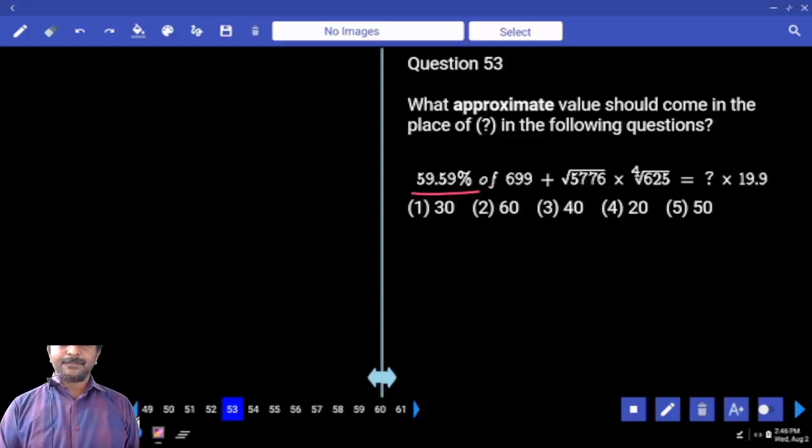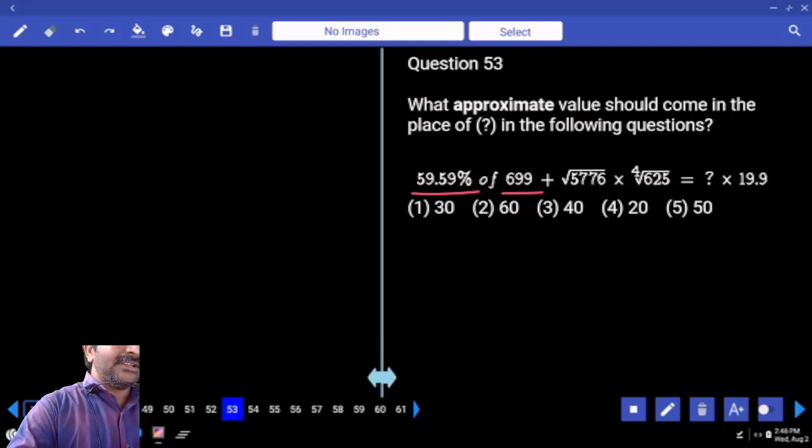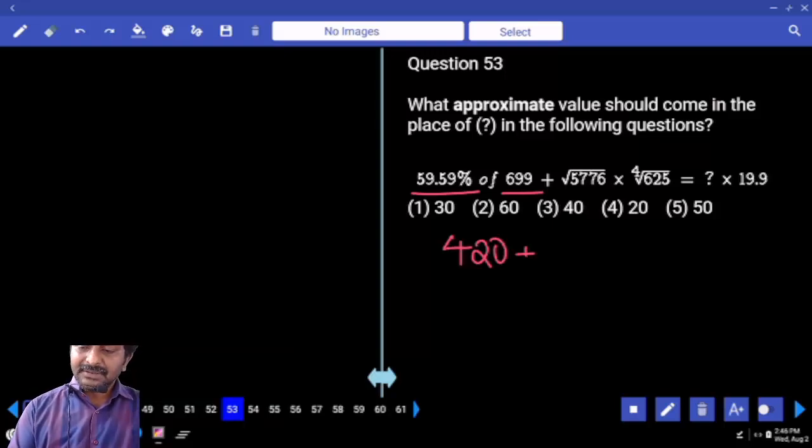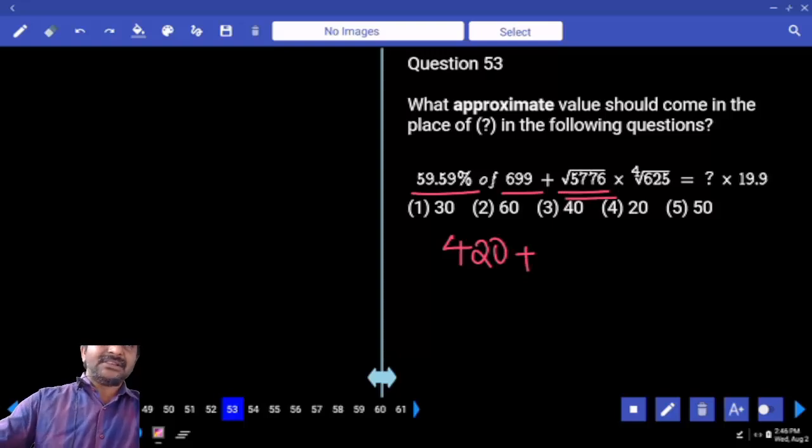What percent? What is a number? 700. Out of 700, 10%? 70. 60% in the sense 6 into 70. 4 plus 57, 76. What is 60 square? Much more. 70 square? More. 80 square? So that is in between 70 and 80 only.